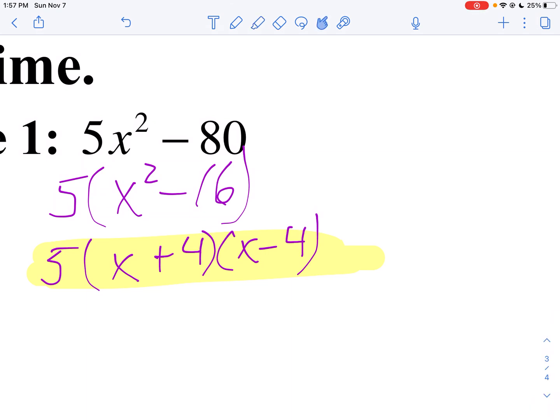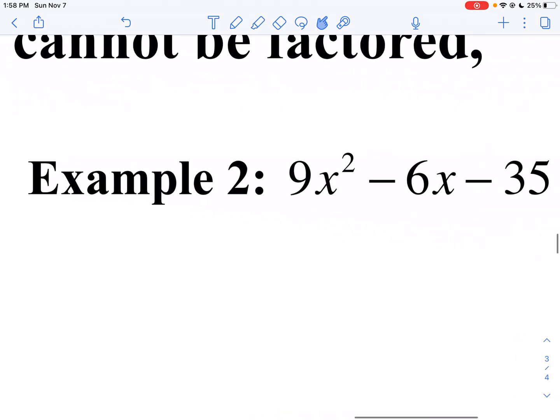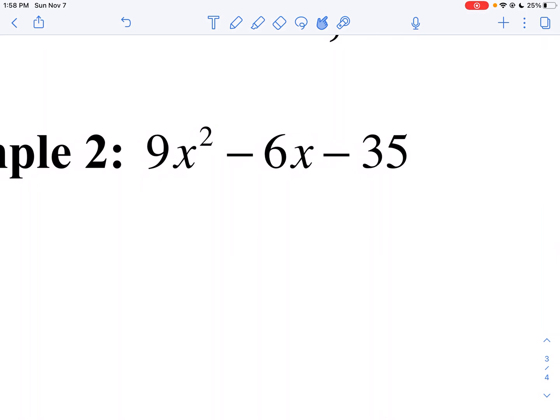Let's take a look at example 2 together. So we look at this trinomial. Does anything go into all three of them? Well, 9 is 3 times 3. 6 is 3 times 2, but 3 does not go into 35, does it? So I don't have a common factor. 9x squared is a perfect square, but 35 is not a perfect square, is it? So I can't use my perfect square rules.